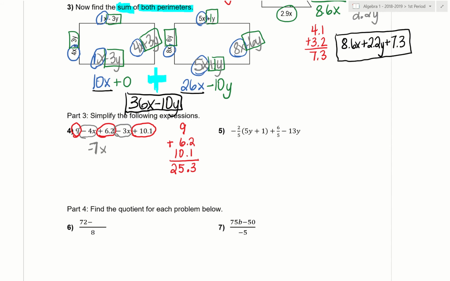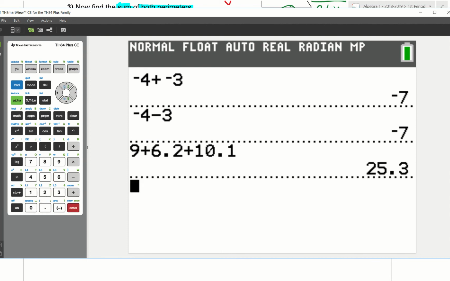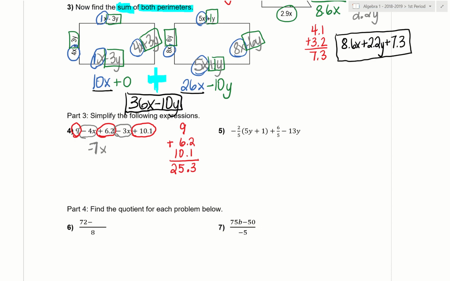We've got 9, 6.2, and 10.1. 9 plus 6.2 plus 10.1. Enter. 25.3. And that's a positive 25.3. It doesn't have x's in it, so I've got to make sure I separate those two terms. And there is my final answer. There's nothing else to simplify. My x's are all together, and then my constants are all together.